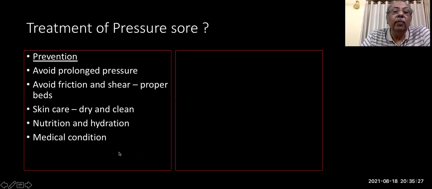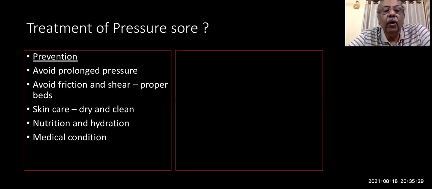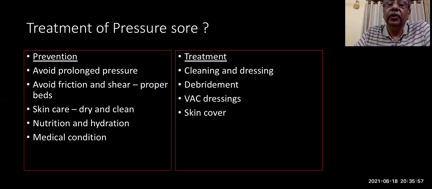Then how will you prevent pressure sores? Avoid prolonged pressure, avoid friction and shear, because pressure, friction, shear, these are the 3 things that lead to production of the pressure sores. So you should avoid that. Frequently change position, and you can use proper beds. Air beds or water beds are available. For skin care, always keep it dry and clean. Good nutrition and hydration for the patients, and medical conditions like diabetes should be looked into and treated.